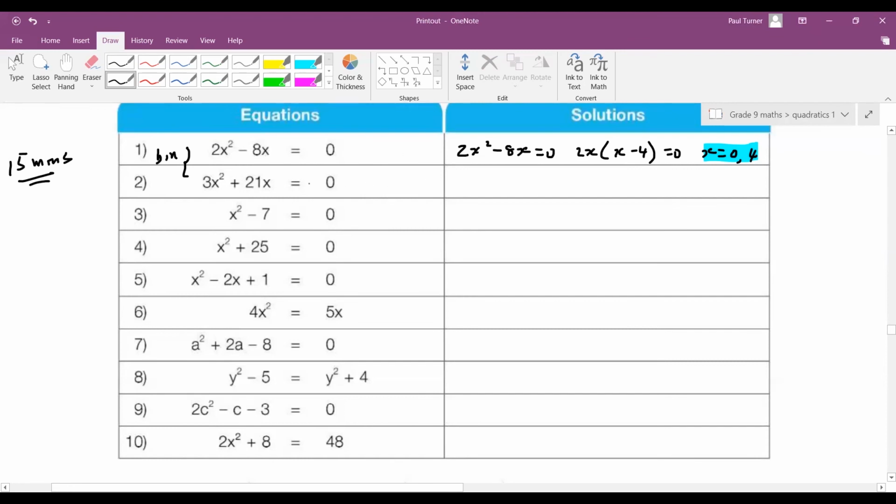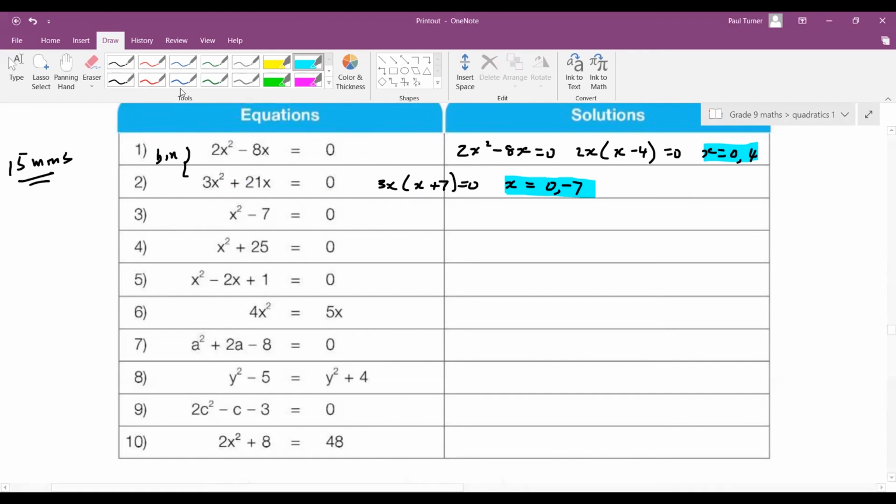In question 2 here, we can factorize the 3x. And you'll end up with x plus 7 equals 0. So in this case, x will be 0 and minus 7. So you should have got 0 and minus 7, question 2.